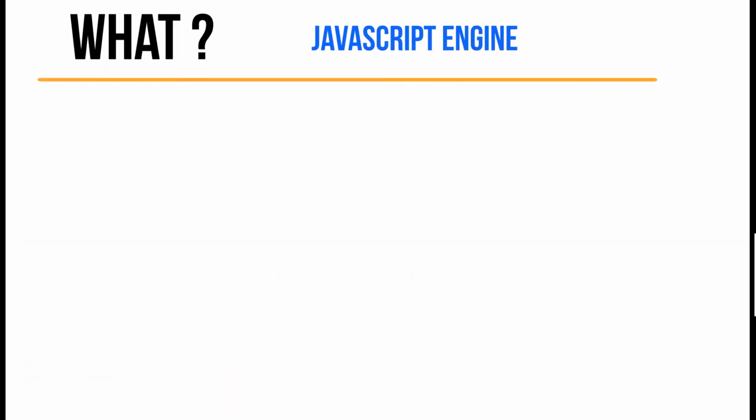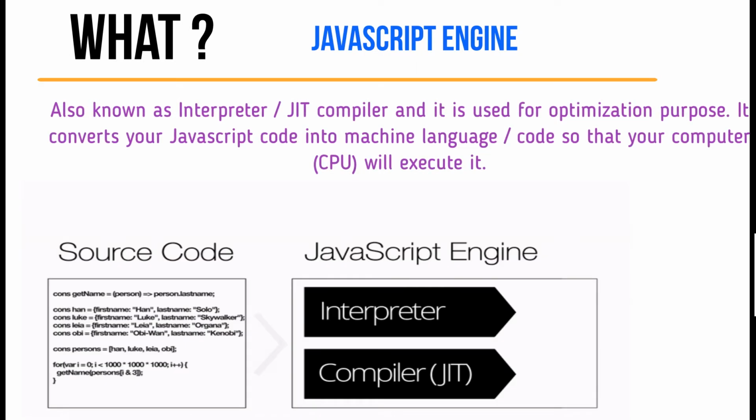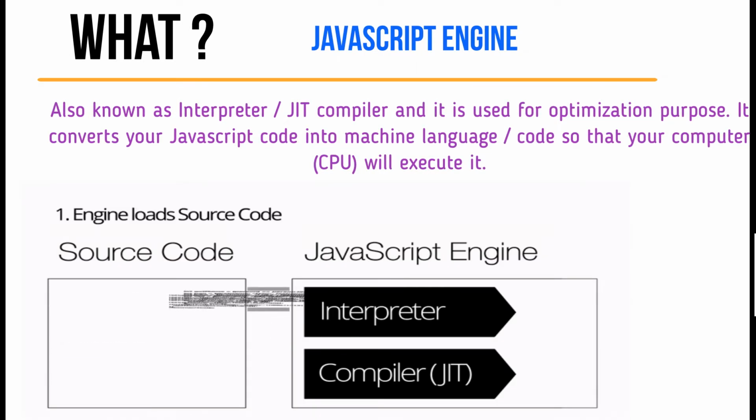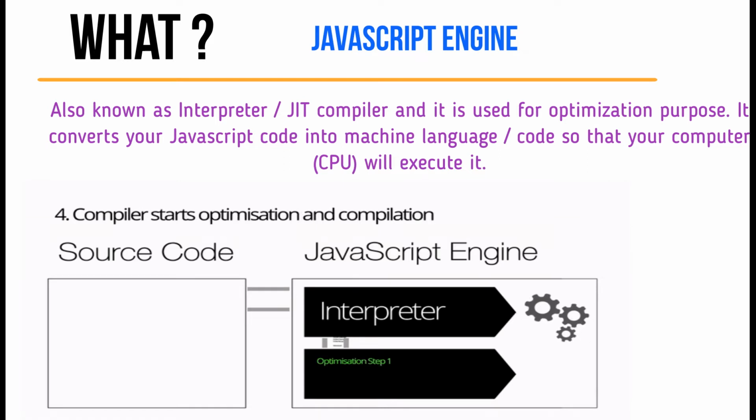JavaScript engine, also known as interpreter, JIT compiler, is used for optimization purposes. It converts your JavaScript code into machine language or code so that your computer CPU will execute it.